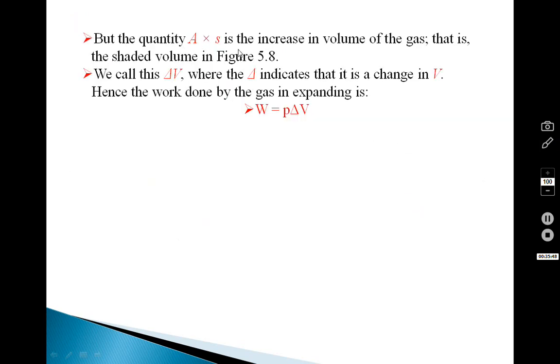Now the quantity A times S is the increase in volume of the gas. This is the shaded volume in figure 5.8. We call this delta V, where delta indicates that it is a change in V. Thus, the work done by the gas in expanding is W equals P times delta V: pressure times the change of V.